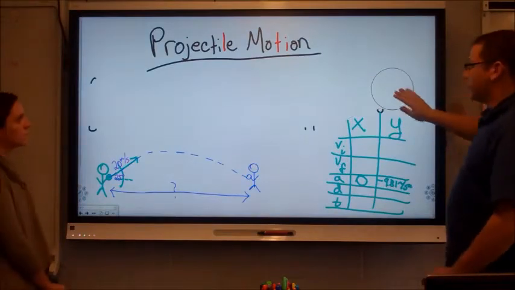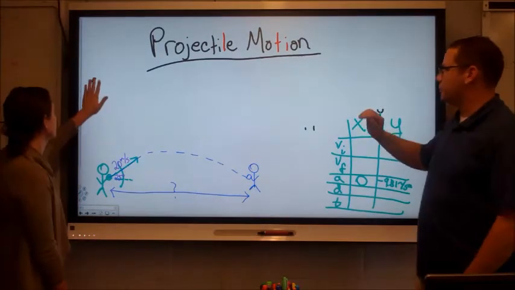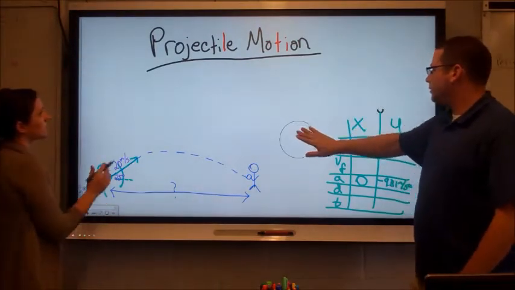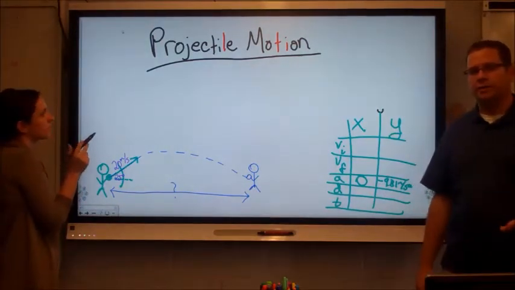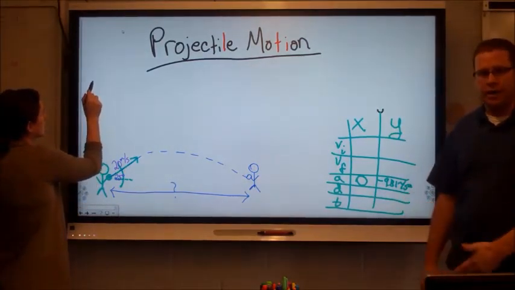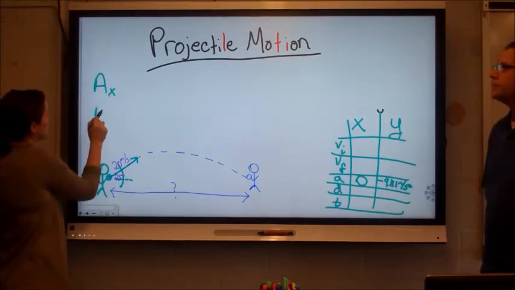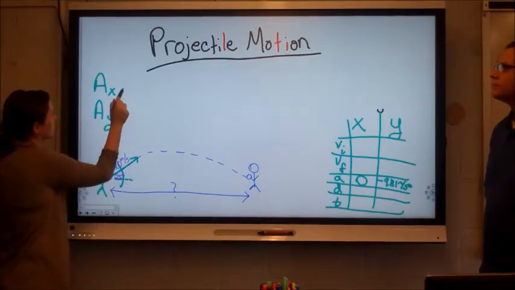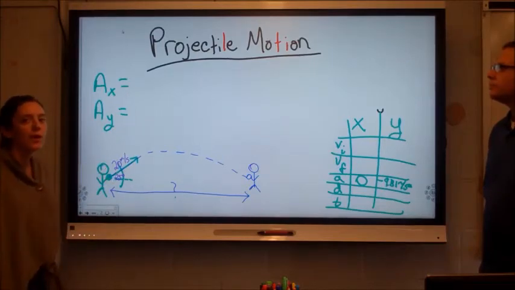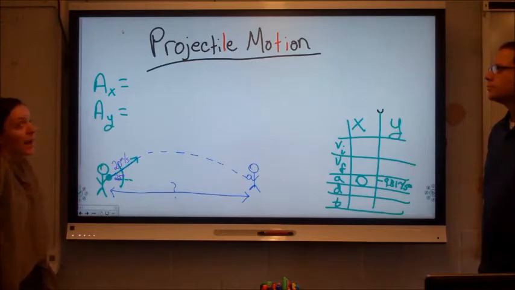Take out your second best friend, which is your reference table, and look for the equation that tells you how to break down a vector. You should find 2 equations in the back of your reference table. I forget which one comes first, but you have Ax equals and Ay equals. That A stands for any vector.